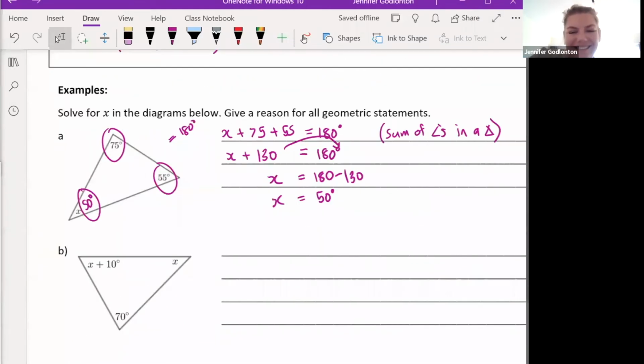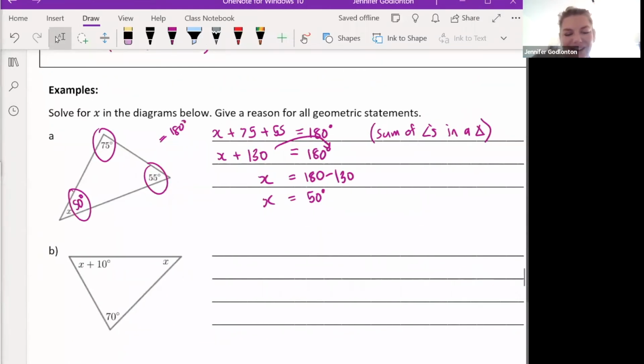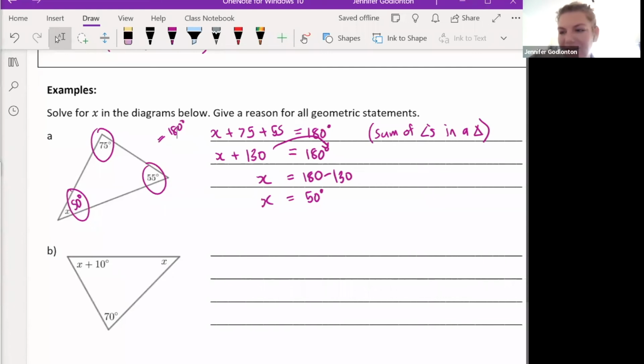Hi, Dave. Okay, give this question a try for me. So we have x plus 10, we have x, and we have 70, and this is a nice easy rule. I'm wanting to know what my value of x is. Give it your best go.